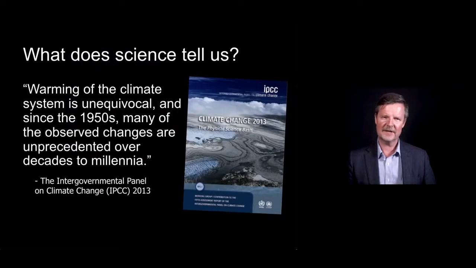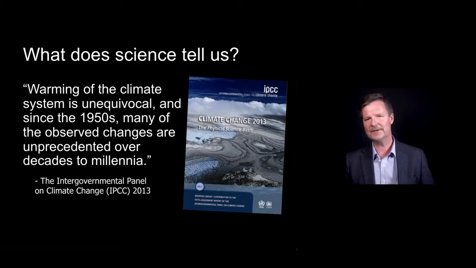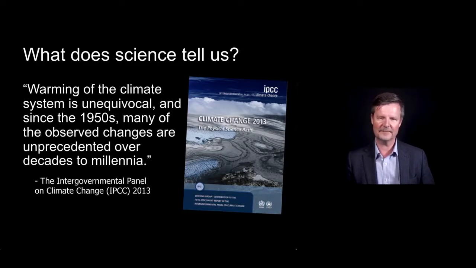The scientific evidence is clear. According to the Intergovernmental Panel on Climate Change in its fifth assessment report in 2013, warming of the climate system is unequivocal. And since the 1950s, many of the observed changes are unprecedented over decades to millennia.